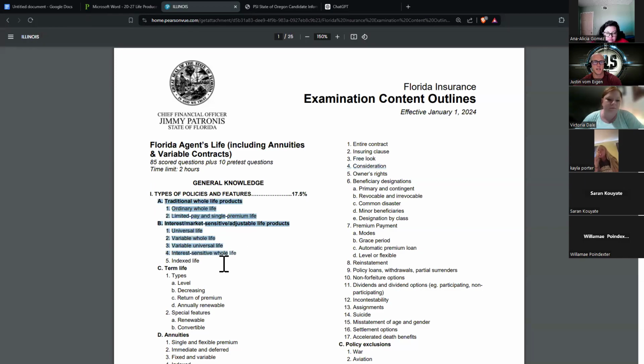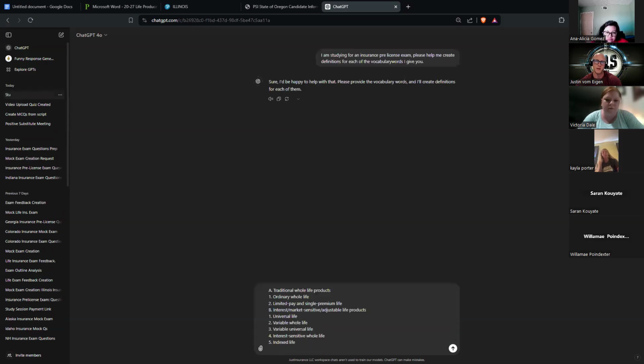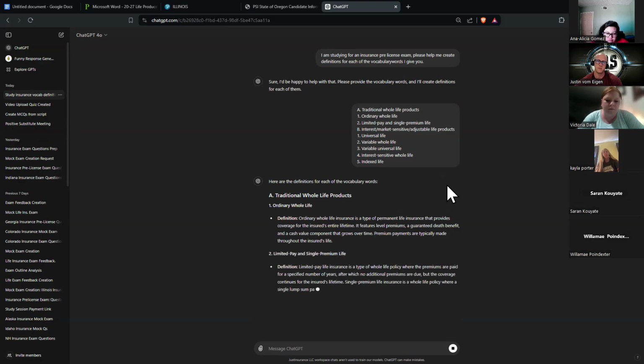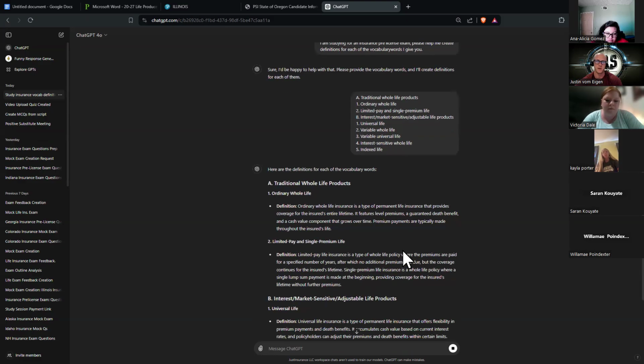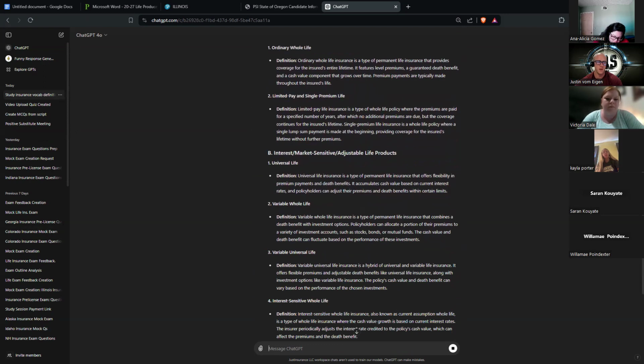So I'll just copy this information and say, I am studying for an insurance pre-license exam. Please help me create definitions for each of the vocabulary words I give you. It's going to say, okay, I got you, and it's just going to start ripping out the definitions, okay? So that's something that can help you understand them a little better.